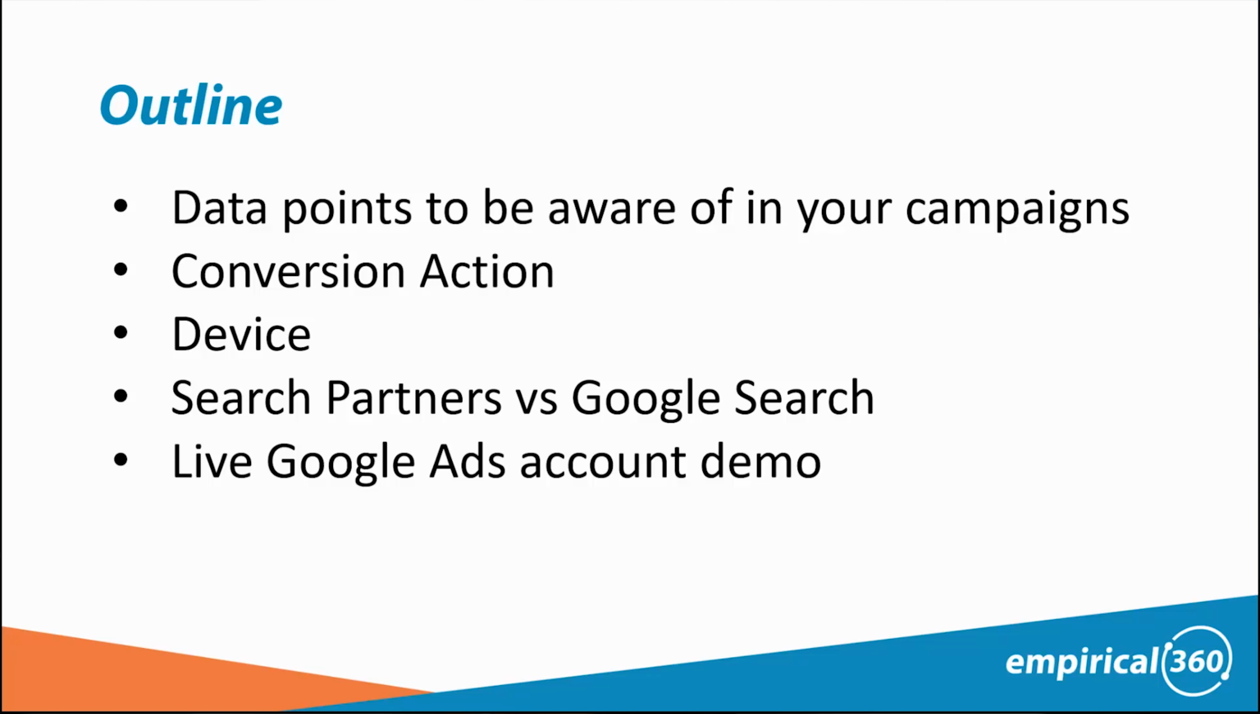The first being conversion action. This is something that we'll talk about, how to track different conversions for your business. Second is going to be device. If you don't segment your campaigns by device, we're going to talk about how to view that data. And the third is going to be Google search versus search partners and the different networks that you advertise on.